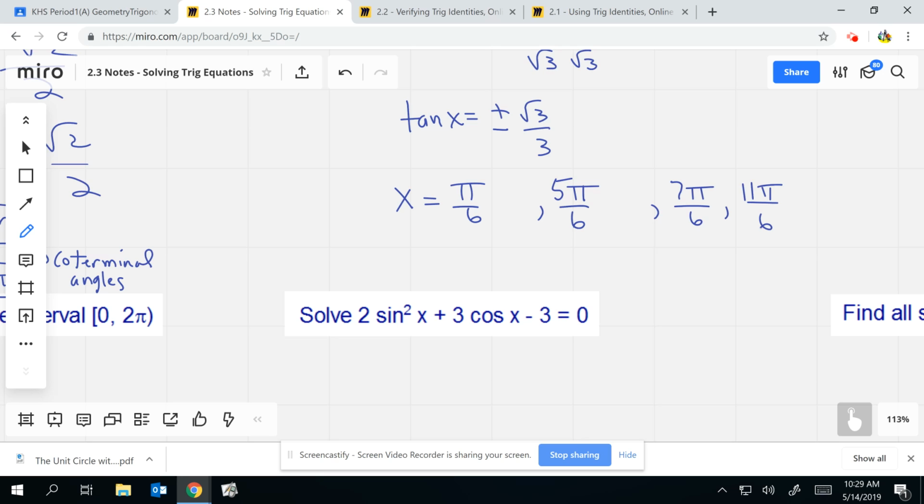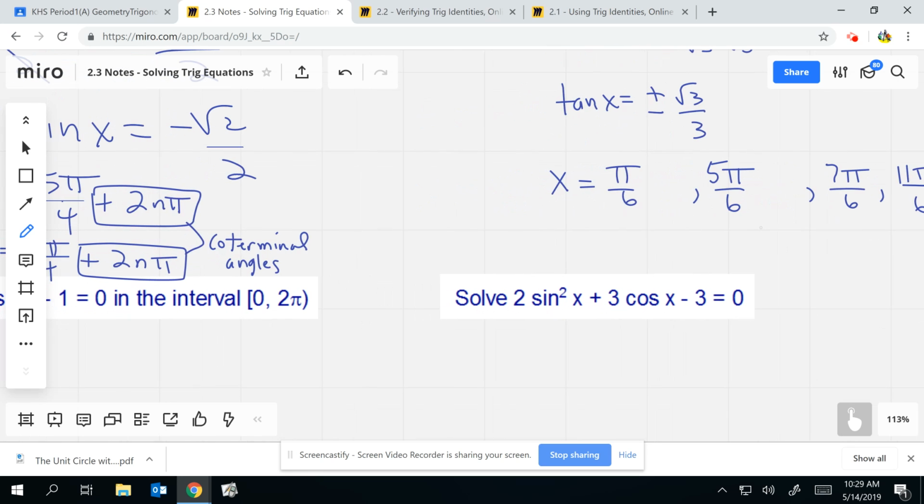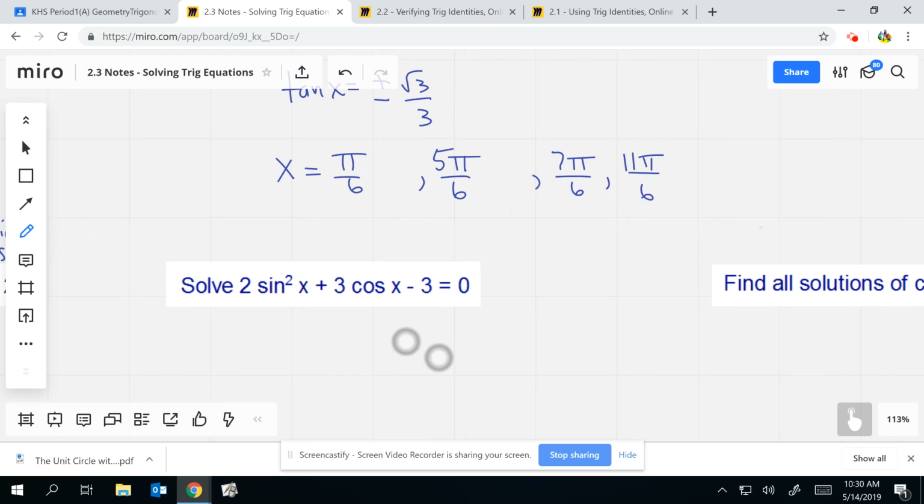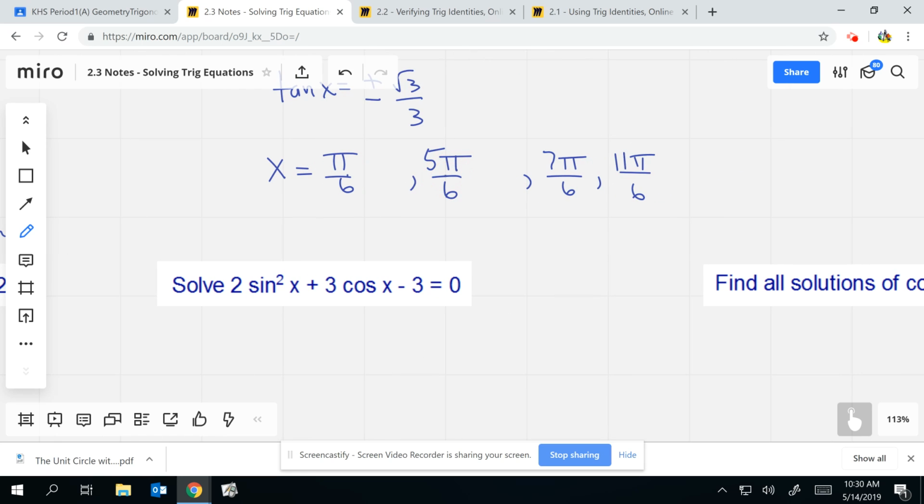Now I want to show you something on this one that will shorten up your answer a little bit. You technically don't have to write all 4 of those. Now you could. It's not wrong if you do. If you decide that you want to write all 4 answers and put plus 2n pi, just like we did on this last one, to cover all the coterminal angles, you could do that. It's just a little extra writing that you don't have to do. You could put pi over 6 plus 2n pi, 5 pi over 6 plus 2n pi, 7 pi over 6 plus 2n pi, 11 pi over 6 plus 2n pi. You'd have them all covered. You'd be right. But look at what you can do.